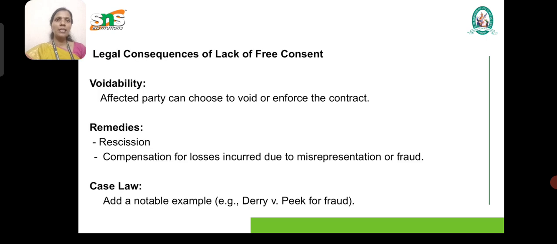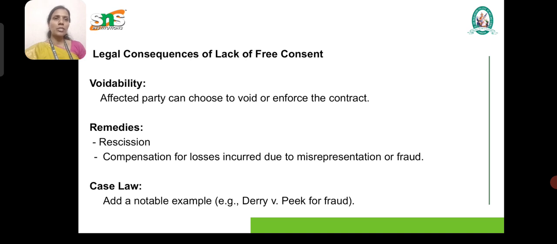Next one is legal consequences of lack of free consent. What are these? Voidable: affected parties can choose to avoid or enforce the contract. If the agreement or the contract is rejected and is not included in legal form, in that period it will obviously be a void agreement.